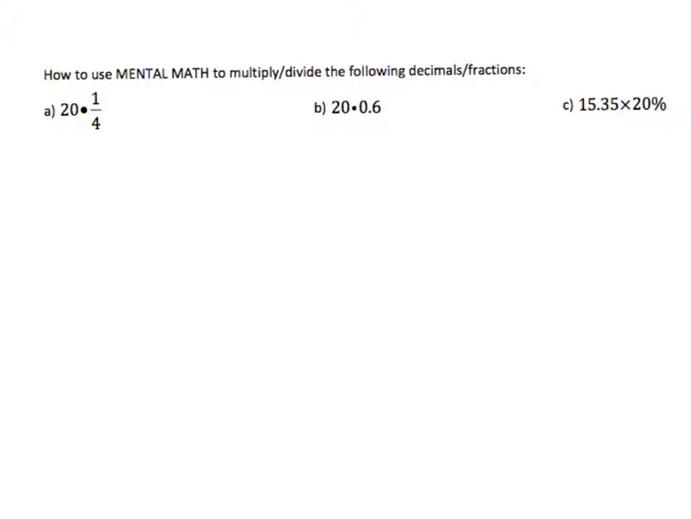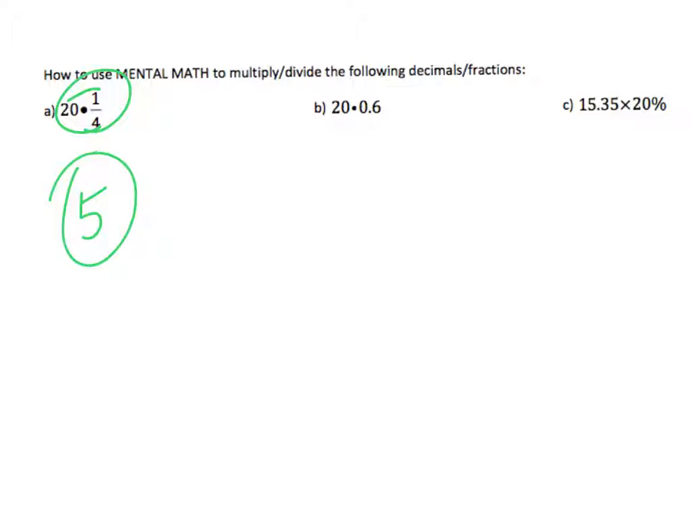Alright, now using mental math to do this. So here's what I would do. In A, when I see 20 times a quarter, all I would do is think, okay, what's 20 divided by 4? That's 5. The other way I would think about this is how many quarters are in 2, that doesn't make sense. Never mind that. I would just do 20 divided by 4 because 20 times 1 divided by 4 is 5. I think that's the easiest way to do it without taking into account money.